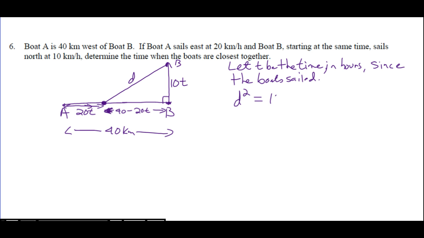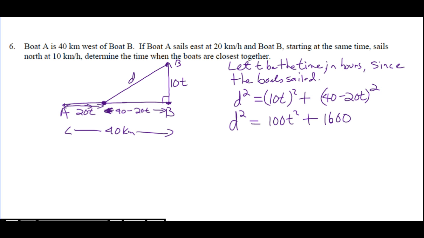So d squared is equal to (10t) squared plus (40 minus 20t) squared. Okay, so that's simply using the Pythagorean theorem, right? So d squared is equal to 100t squared plus, okay, now we got to square this, which means we're going to end up with how many terms? 3, right? Good, yeah. So we square the first term, 1600. We multiply the two together, giving me minus 800. We double it, so we get minus 1600t. And we square the last term, which of course must always be positive because you're squaring it, and that'll be 400t squared.